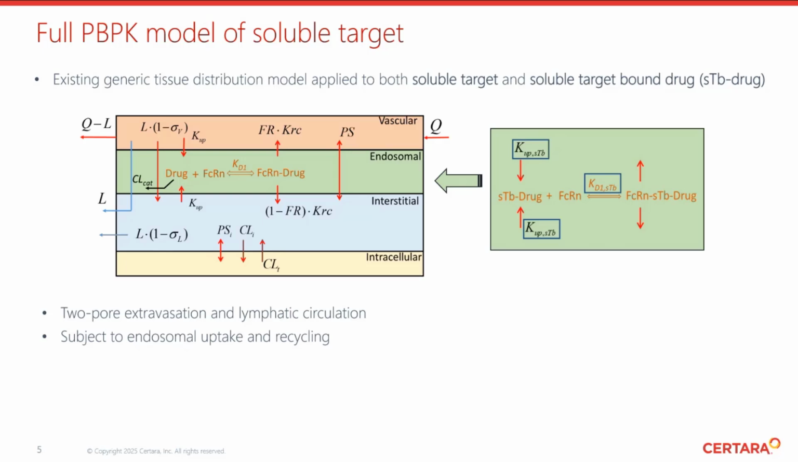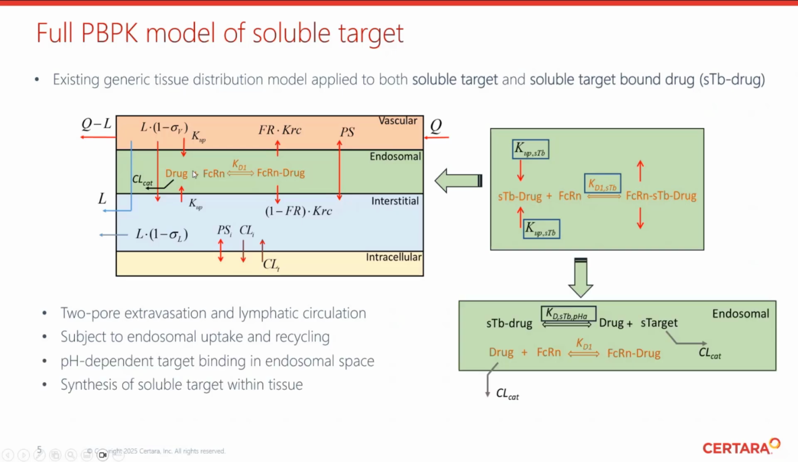So for the soluble target, such as cytokines and hormones, they can circulate throughout the body. And the existing full PBPK model of large molecule drugs is used to describe the dynamic movement of the soluble target and drug-soluble target complex. The tissue distribution of the soluble target and the target complex by perfusion and convection is described by the two-pore model. And also they are subject to the endosome uptake and the recycling.